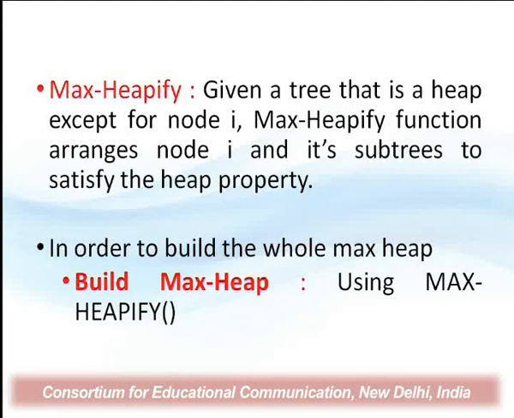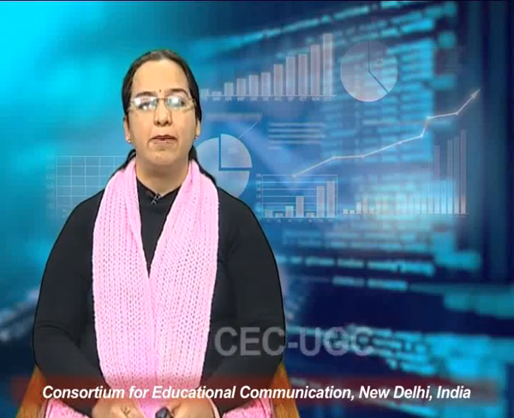Now, in case of max heap, we can also have min heap. So, min heap is another variation or another type of heap data structure in which, given a tree that is a heap except for the node I, min heapify function arranges the node I and its subtrees to satisfy the min heap property. Min heap property says the root node will be minimum among the whole tree, and this property will be percolated down recursively. This will be recursively true for all of its subtrees also.